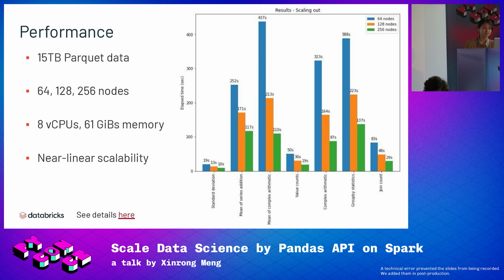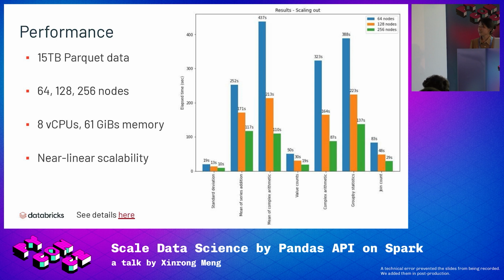join operations. The chart demonstrates the performance when analyzing 15 terabytes of Parquet data with different sized clusters. And each node in the cluster has 8 CPUs and 61 gigabytes of memory. And each bar in the chart represents the execution time of an operation for a specific cluster size. A shorter bar indicates a faster execution time.